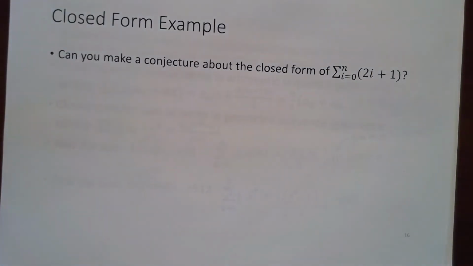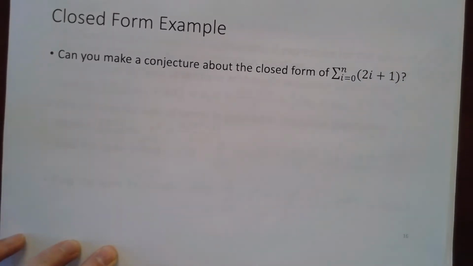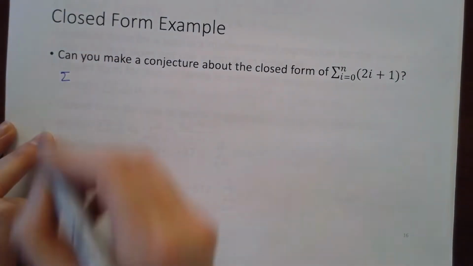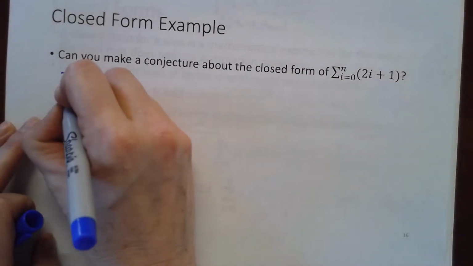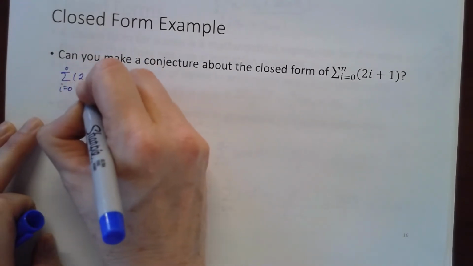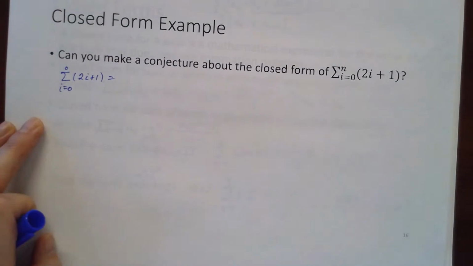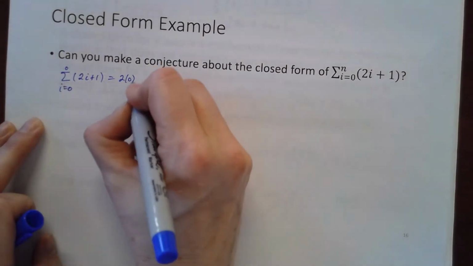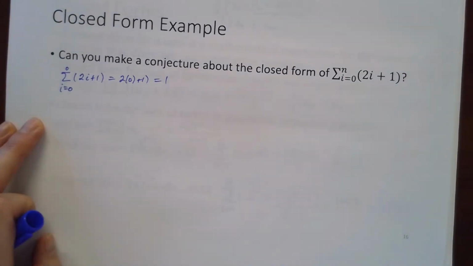So let's say I have this summation. We saw it already once earlier. So notice this is some odd numbers, and I want to be adding up some odd numbers. So let's do a few examples. If I did from i equals 0 to 0 of 2i plus 1, the start and the stop are the same. That would just be 2 times 0 plus 1, which equals 1. The summation is 1.